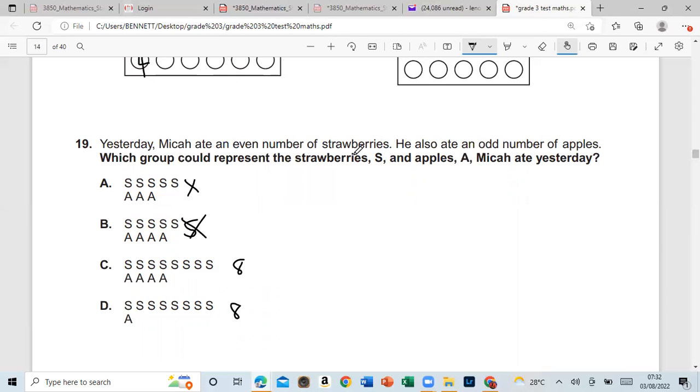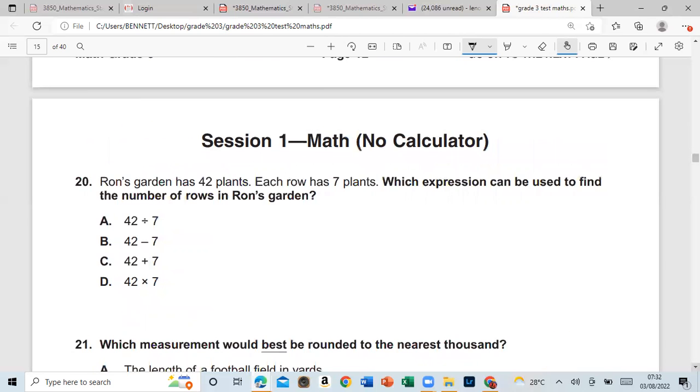Let us see the second condition. He also ate an odd number. So this is 1. So odd, 1 is an odd number. All right. So sometimes they ask you a question. Let's look at 20. This will be the final one for this round.